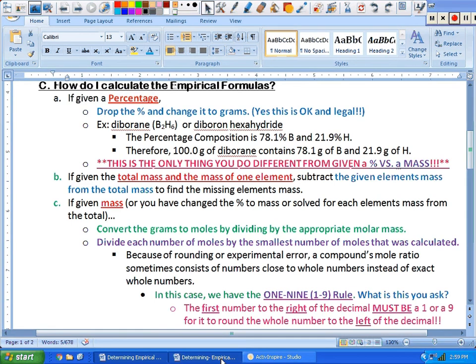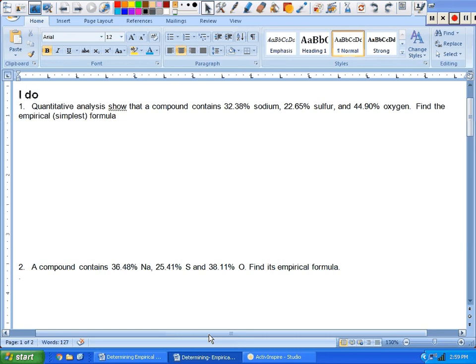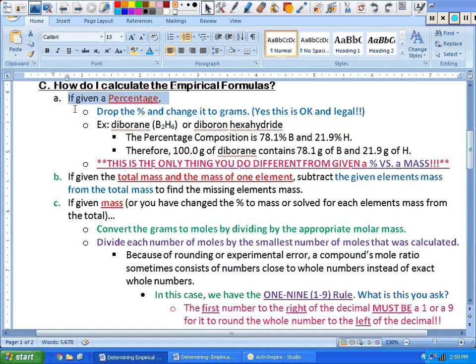Let me go back. My first question is, let's look at all three of the points of data. What unit was given on all three of those? Percentages. Do you agree that's why we're starting where it says if given a percentage? All right, so that's what we're going to do. So, Lily, read that for me. That's where we're going to start.